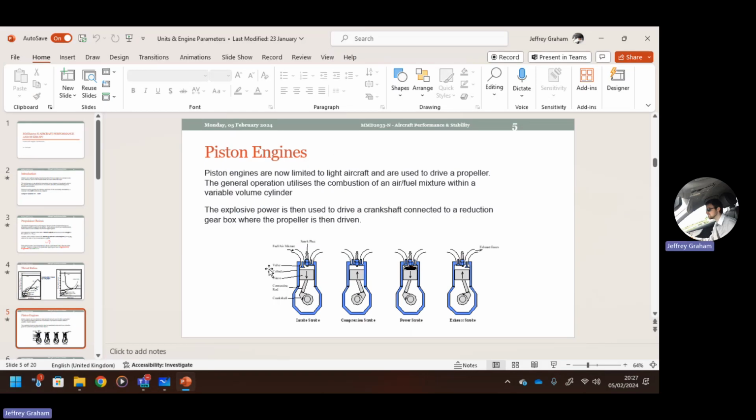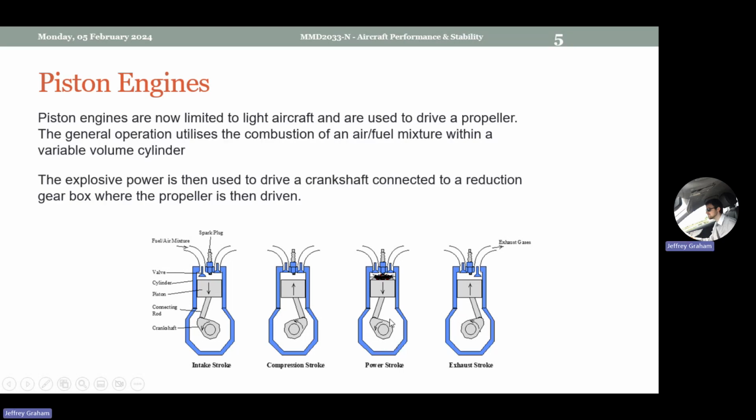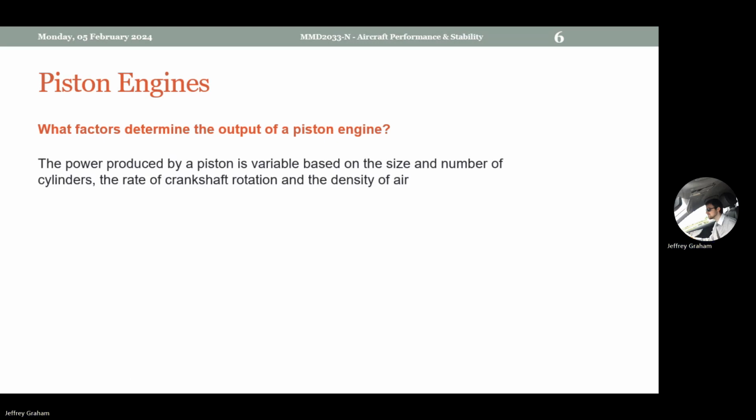Right. Concept here then is in the power stage, this is connected to a drive shaft. That drive shaft will be connected to a gearbox, or a reduction gearbox rather, which slows the angular velocity of the rod down and starts to spin the propeller attached to the end. Now, piston engines, if you think of your car, are primarily affected by only a handful of things.